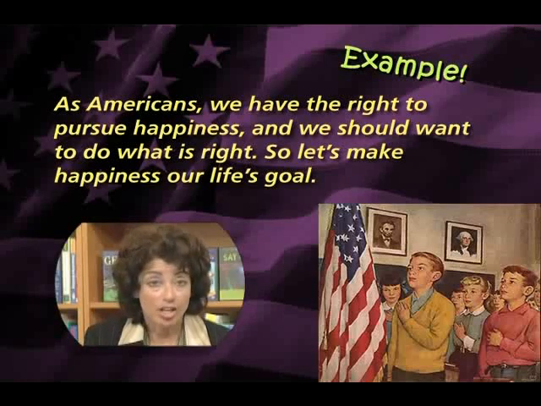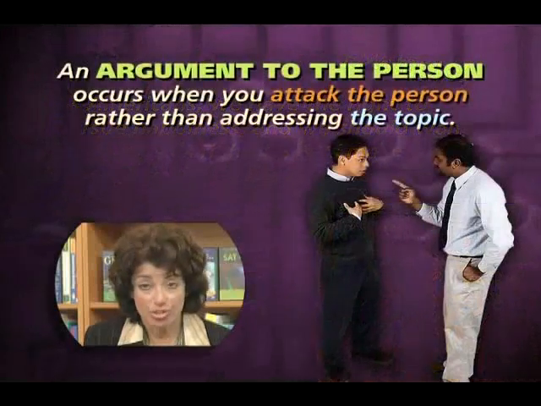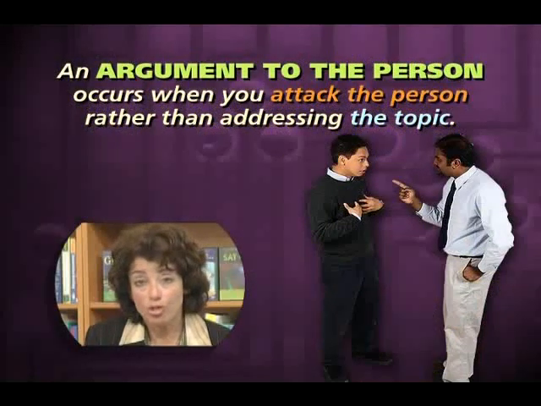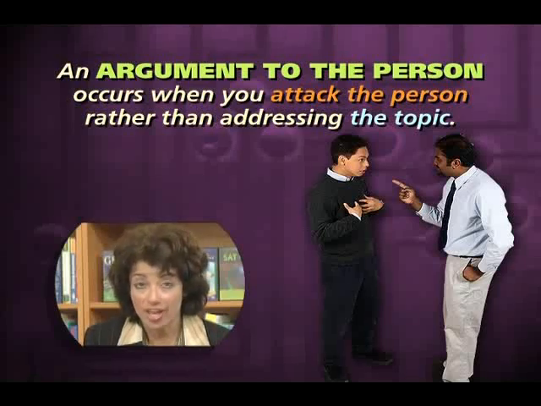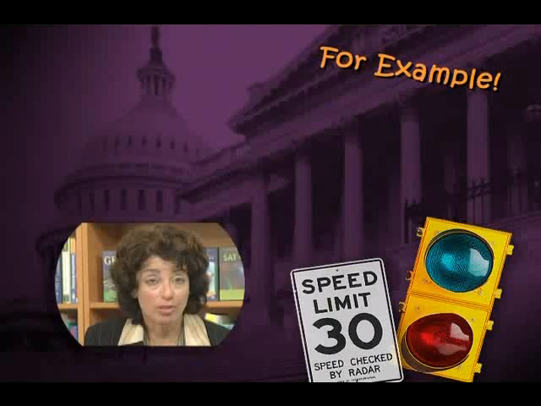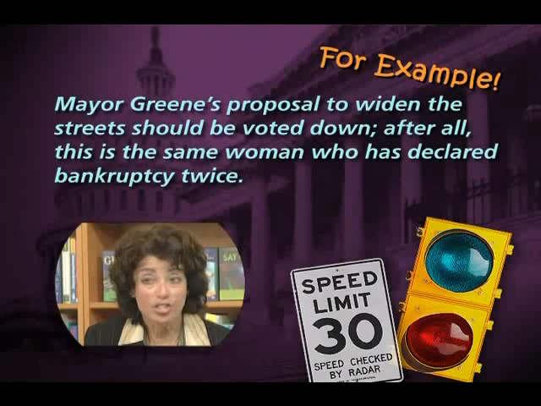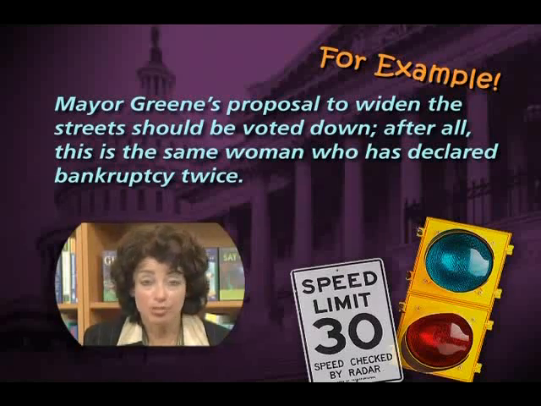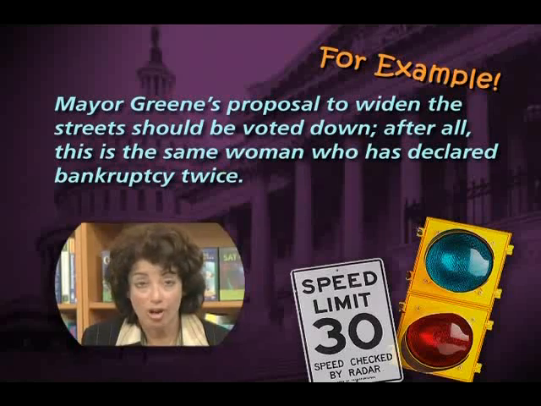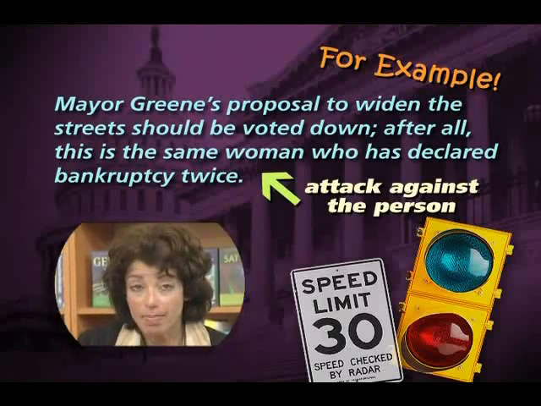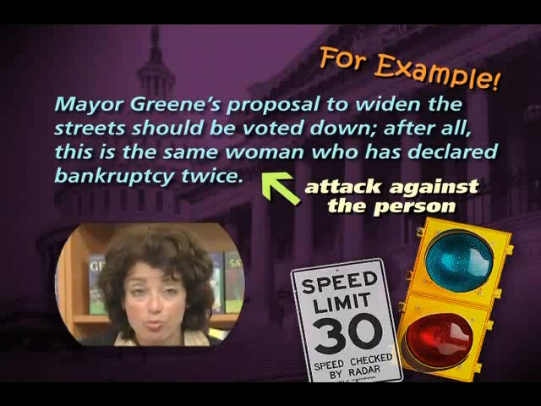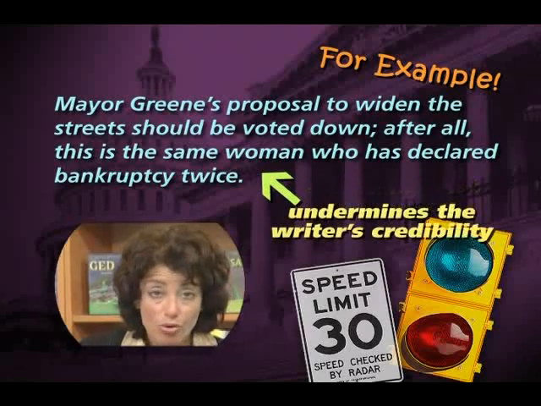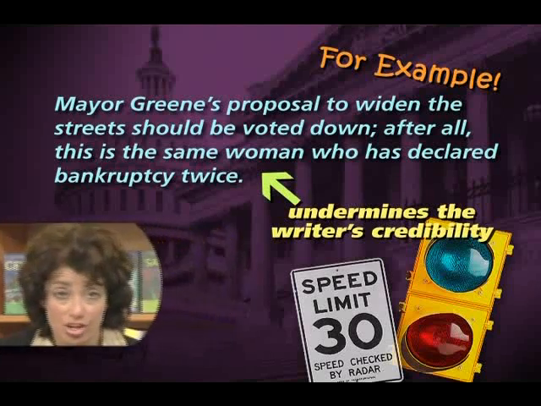You can also create a logical fallacy by arguing to the person. An argument to the person occurs when you attack the person rather than the topic. For example, Mayor Green's proposal to widen the streets should be voted down. After all, this is the same woman who has declared bankruptcy twice. Well, whether or not Mayor Green has declared personal bankruptcy has absolutely no impact upon their proposal to widen the streets. And by attacking the person rather than the plan to widen the streets, you undermine your own credibility because you're not arguing the issue that's on the table.